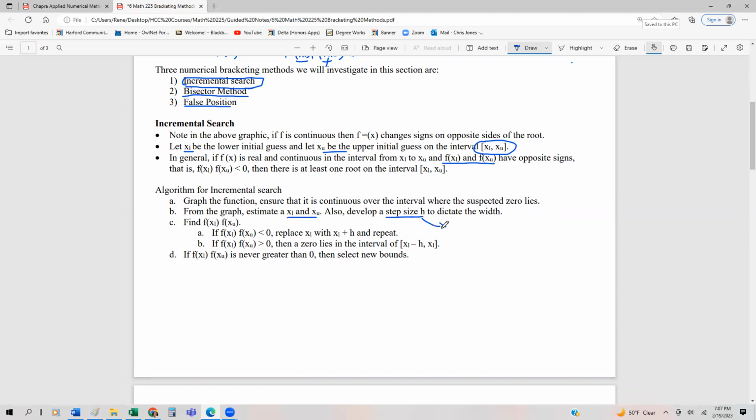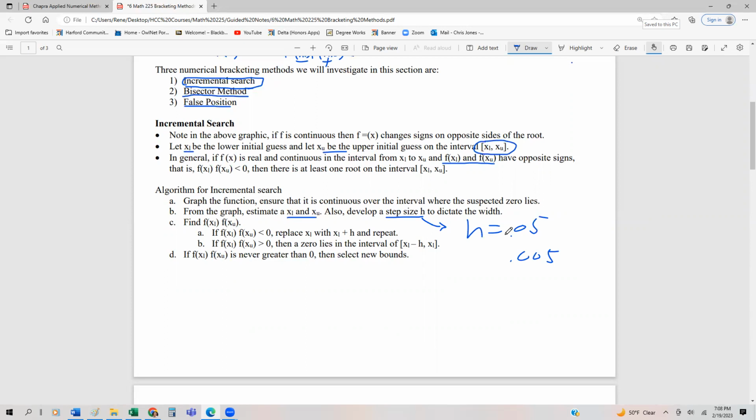Now, usually you don't want your step size to be too big or too small. The smaller you make that step size, the longer your algorithm is going to run. It also means that you're going to get more accurate. So you're trading off accuracy versus efficiency. Most of the time, you could use like 0.05 or 0.005, and that's a pretty good step size.